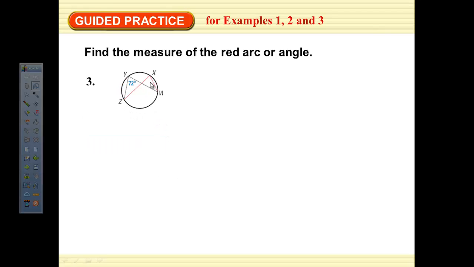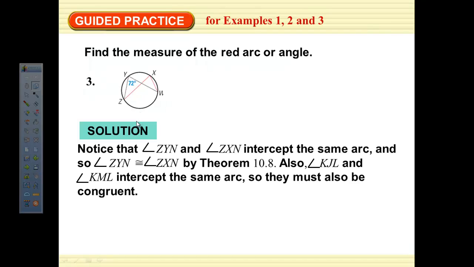And we want to know what this angle is. If you notice, this angle intercepts ZW. ZXW also intercepts ZW, so therefore these two angles are equal, and angle ZXW equals 72. Or ZXN, it looks like. I think it's supposed to be ZXW, but that's okay. And we're done. Thanks.